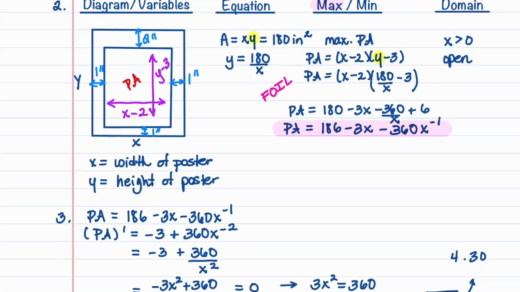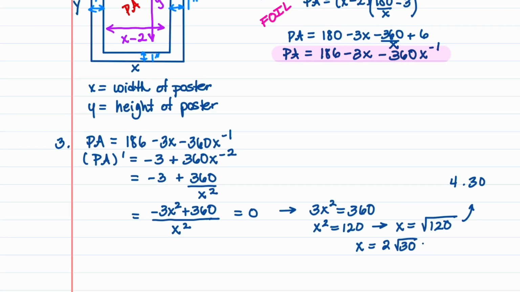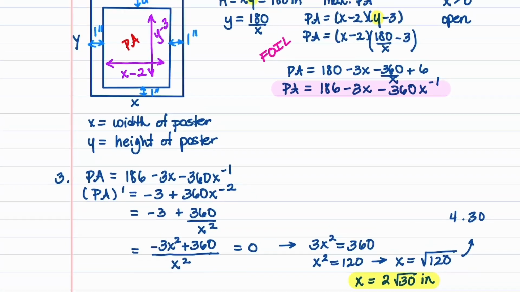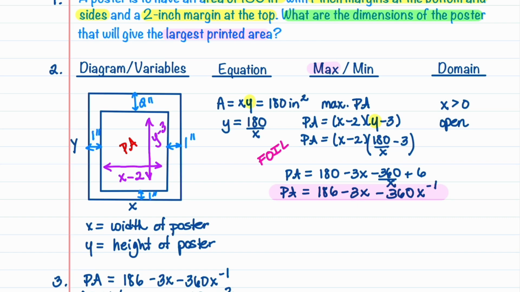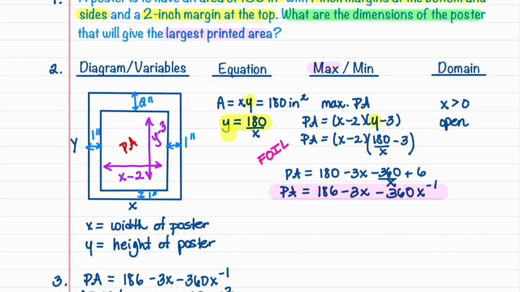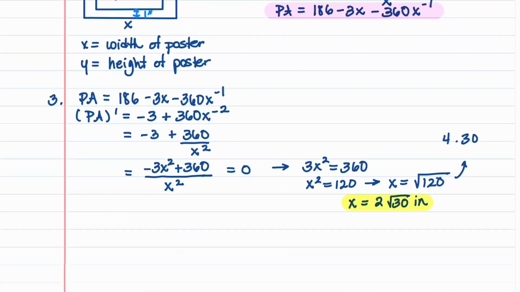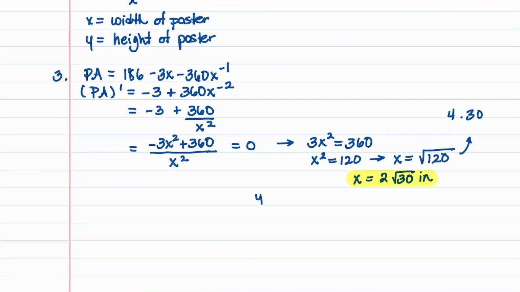Everything is in terms of inches, so we can write down inches. Let's go ahead and highlight that. So that's x. Now we need to find y. We have an equation for y hiding somewhere. Let me go ahead and highlight it. It is right here, 180 divided by x. So let's write down that y is 180 divided by x.